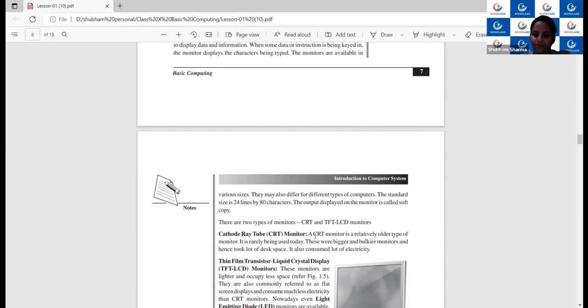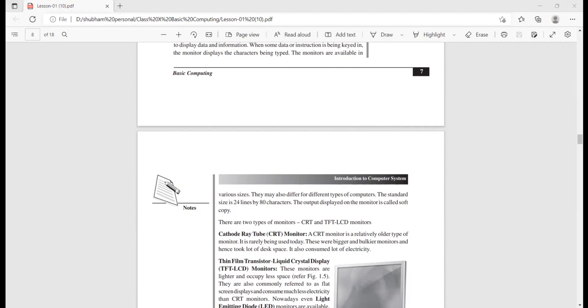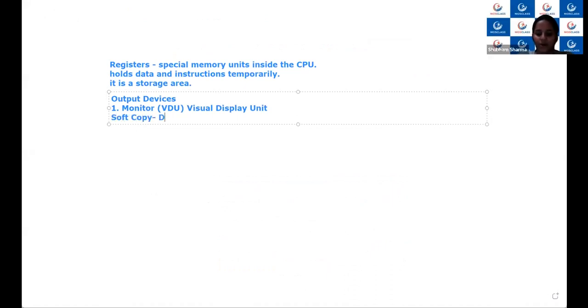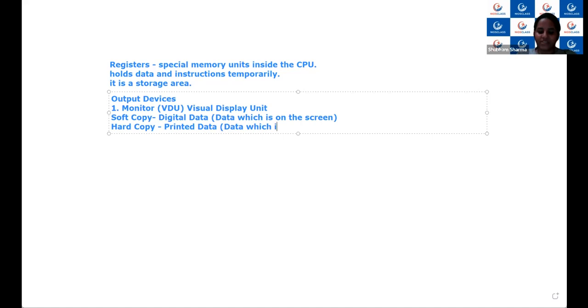Do you understand what is hard copy? Which we are printing. It is printed, it is hard, and we can feel it. Exactly. So soft copy is your digital data, data which is on the screen. Hard copy is your printed data, data which is on paper, and you can handle it. So soft copy is your digital data basically, and hard copy is your printed data.